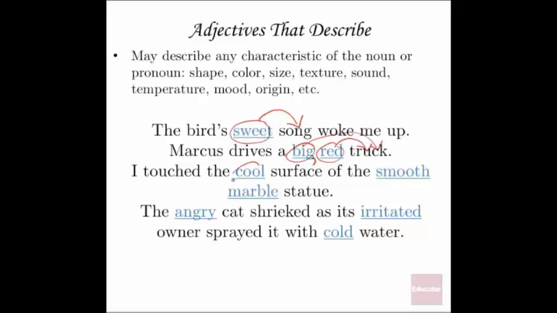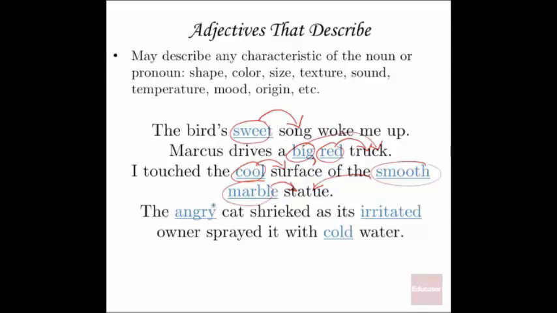All right, I touched the cool surface, describing the temperature of the surface, of the smooth marble statue. Smooth and marble both describe statue. Smooth describes the texture, and marble describes its composition, what it's made of.